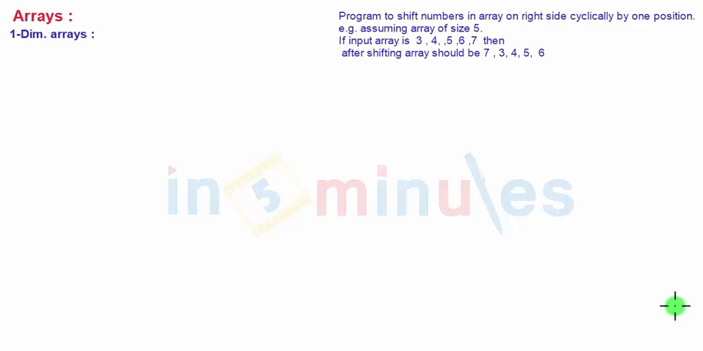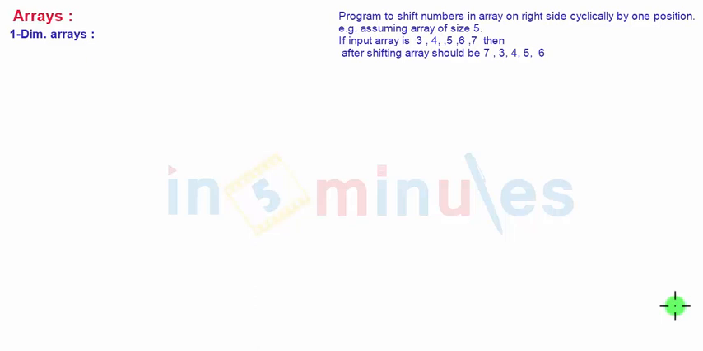Now I'll write a program to shift the numbers in the array on the right side cyclically by one position. It means the first number should go to second position, second number to third location, third to fourth, fourth to fifth, and so on. And in the process, last value should be stored in the first location.